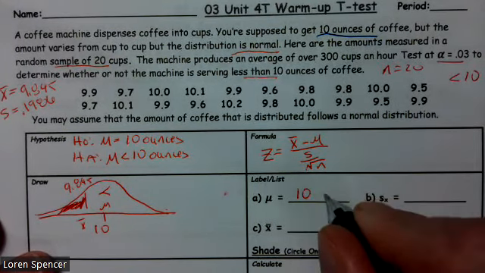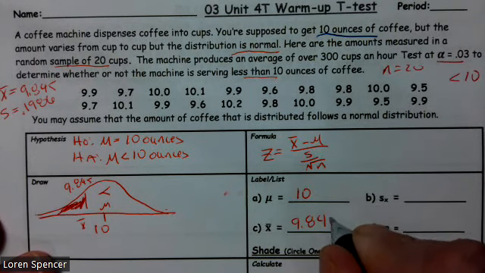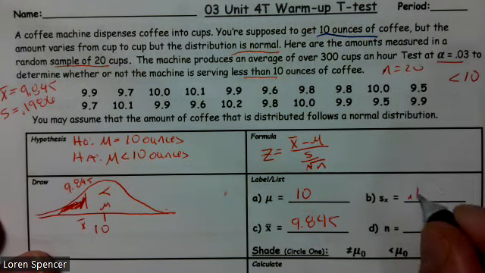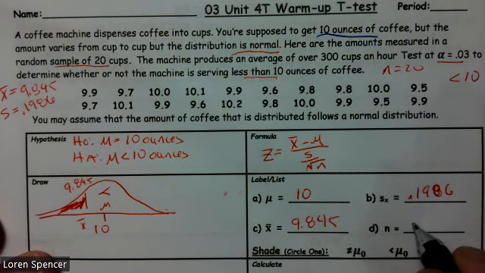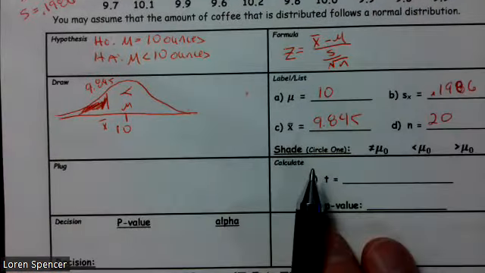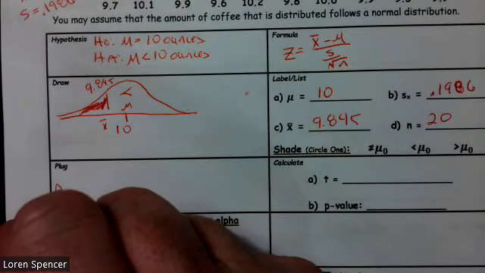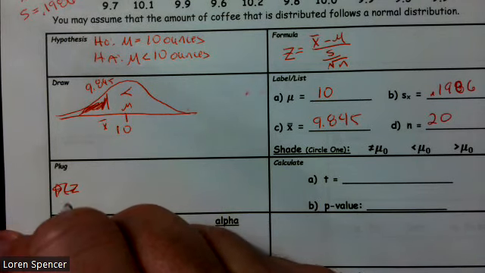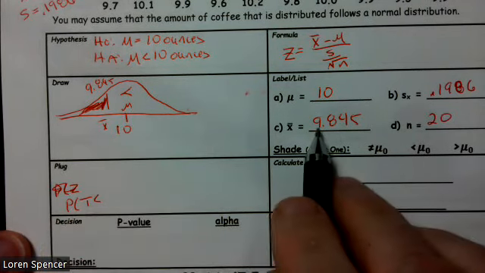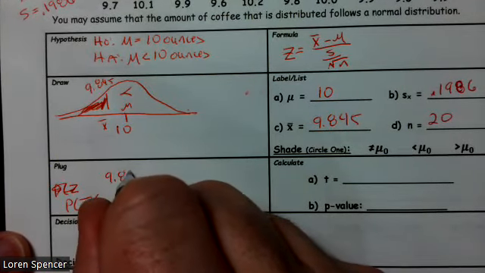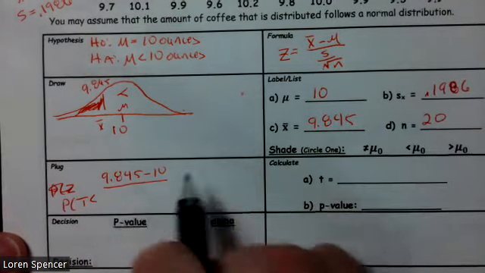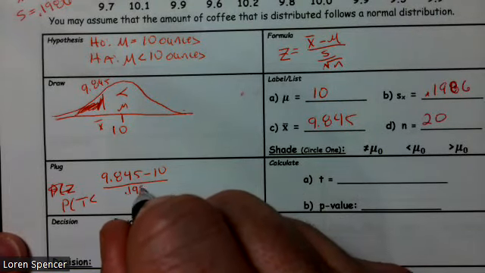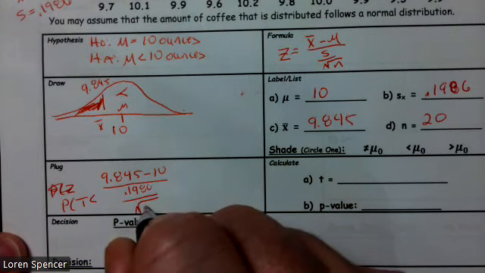Mu is 10, x bar is 9.845, standard deviation was 0.1986, and our sample size was 20. We input 20 data points. Next thing we need to do is plug into the formula. So we want the probability that t is less than 9.845 minus 10 over the standard deviation of 0.1986 divided by the square root of 20.